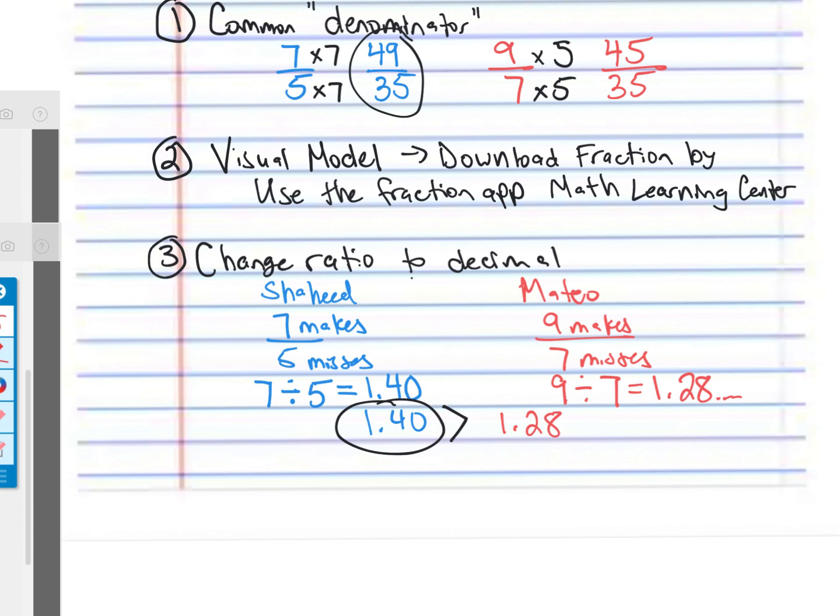So these are just 3 different examples of ways that you can compare ratios. You could still draw pictures and do things like that and kind of show groupings. You could also use a double number line. But these are probably the 3 most commonly used strategies.